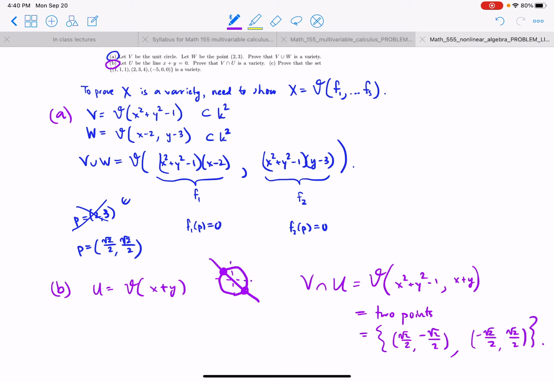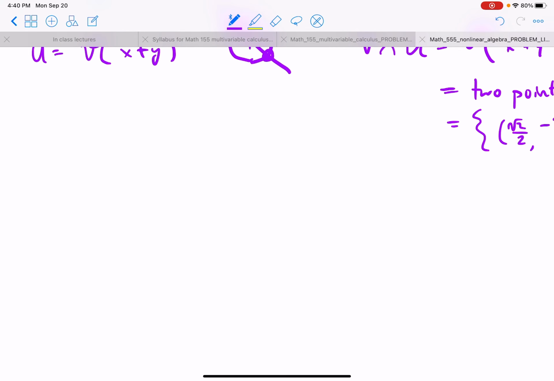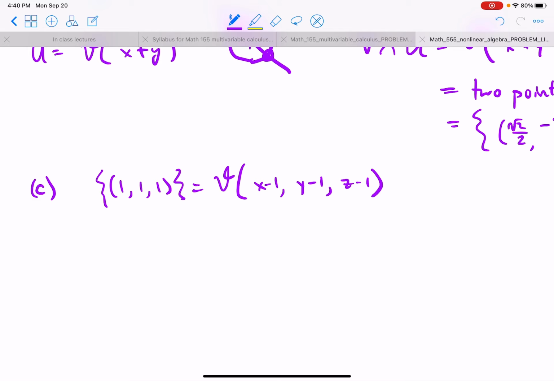Okay. Part C: prove that the set given is a variety. I know how to define each of these points. Let's look at part C. So (1, 1, 1) is just a point in three-dimensional space. It's the vanishing set of x minus 1, y minus 1, z minus 1, three polynomials. In three-dimensional space, if we require three polynomials to vanish, we probably cut out a zero-dimensional object, and likewise for the other two.